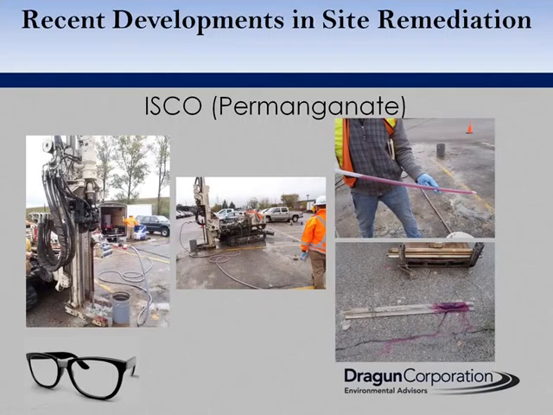Permanganate was found in groundwater in a nearby well and in soil from a nearby boring, both adjacent to an injection point. Permanganate gained some fame in recent years.